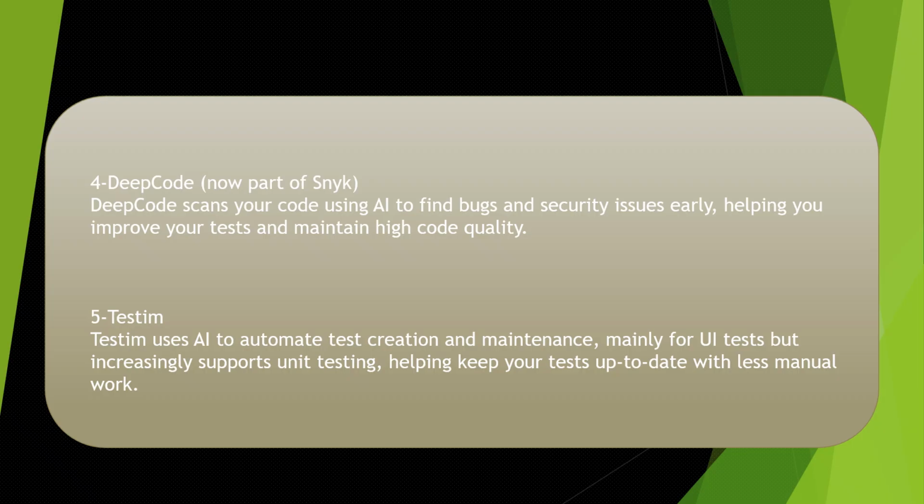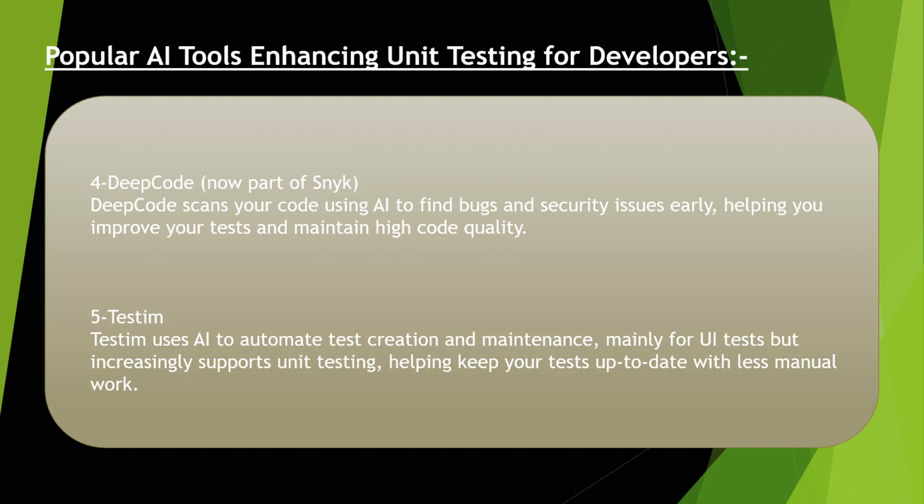So this is all about the main five highlighted AI tools which I have covered here. Beyond these, there are many AI tools in the market and even in production, and more will be launched soon. So GitHub Copilot, Amazon Code Whisperer, Diffblue Cover, DeepCode Snyk, and Testim are some of the most popular AI tools.